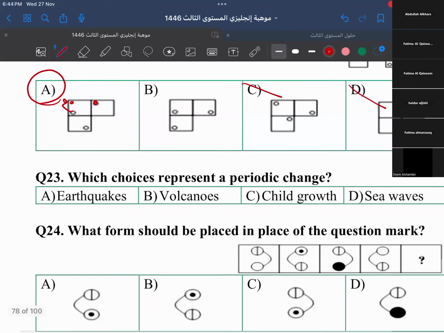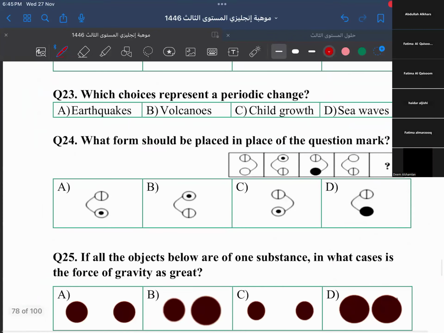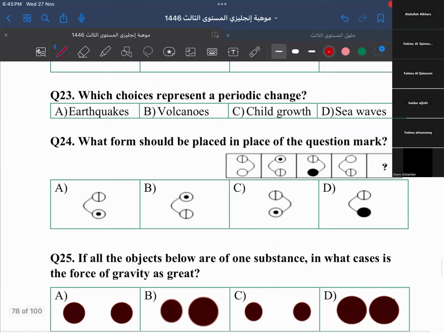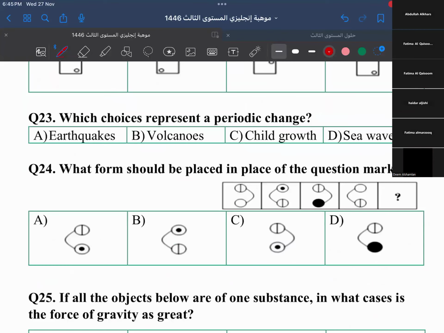Okay. Yalla, question 23. Which choices represent a periodic change? Yes, Abdullah. So I think it's going to be child growth, because periodic change is a change that is repeated and it happens for a long period of time. And child growth is exactly that.